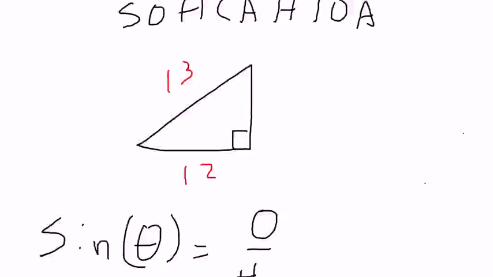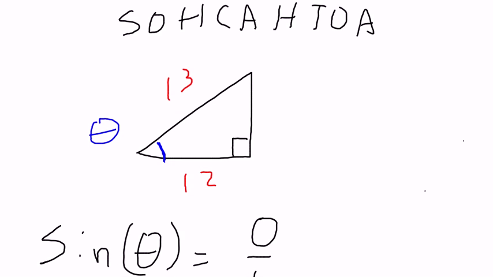Alright, this is a problem similar to the last problem we just did, but we're given some different information. We're going to look at this triangle with respect to this angle right here. Again, this is a right triangle, so Pythagorean's theorem will work. Also, SOHCAHTOA will work. SOHCAHTOA will work in every right triangle, and Pythagorean's theorem will work in every right triangle.